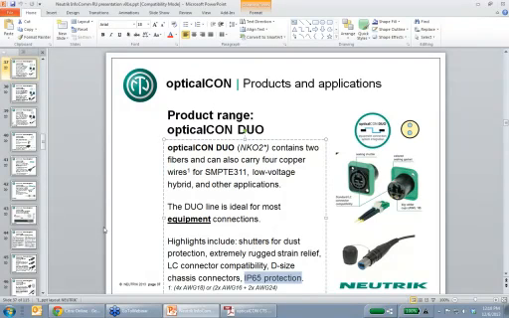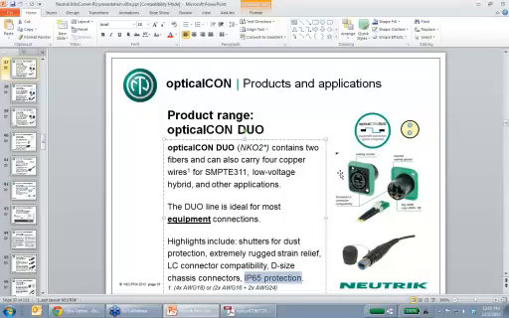Good? We did get a question in. Is expanded beam better for dirty environments? Are there fewer issues from contaminants when using it? Yeah, this is a great question. And before I answer this question about expanded beam, I want to be very clear that I'm a Neutrik person.